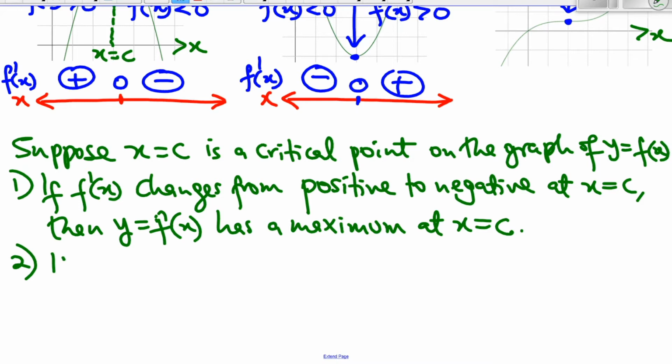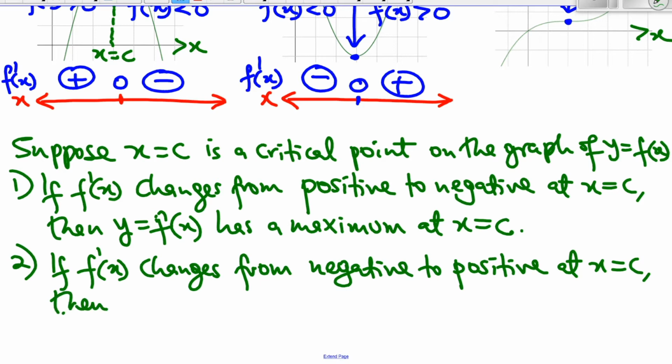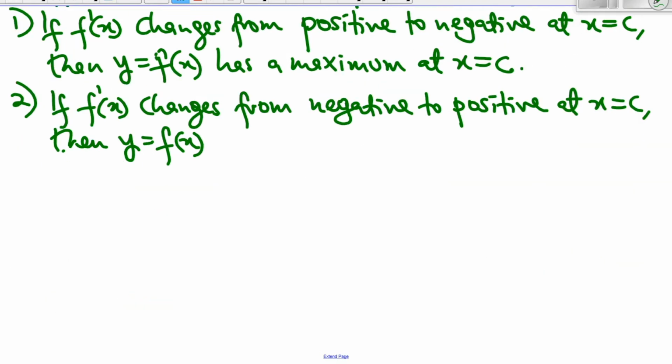Okay, if the gradient changes from negative to positive at x is equal to c, then y is equal to f of x has a minimum.